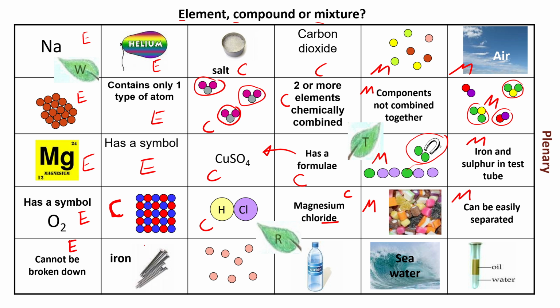Okay. Iron is an element. This is an element. Same type of atom, even though they're all spaced out. Water is a compound. Seawater is a mixture. It's got water in, it's got salt dissolved in, it's got other minerals in, it's got bacteria in. Oil and water, that is a mixture.